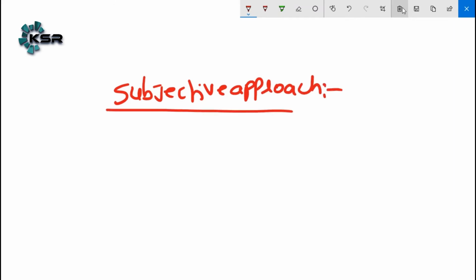Next, the final approach is the subjective approach. In the subjective approach, there is no formula, there are no standard rules. It purely depends on a particular person's knowledge or whatever information that person has gained. There is no standard definition or standard formula. It purely depends on how a particular person perceived the things and how he gained the information. It may differ from one person to another.